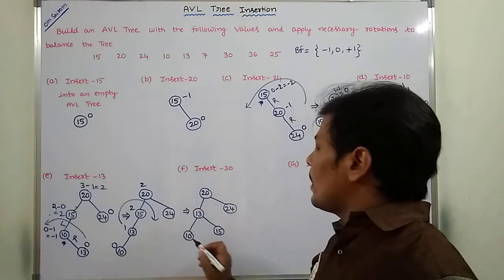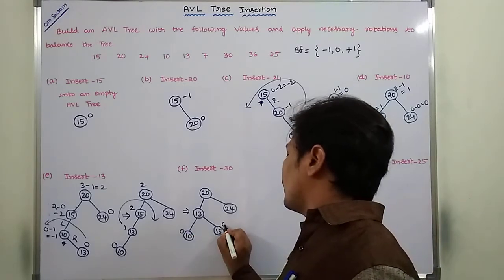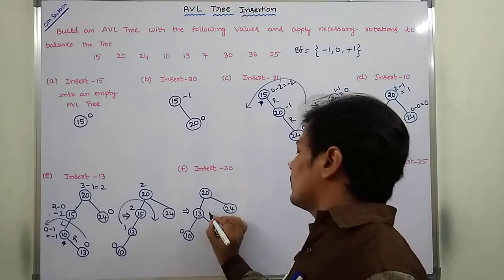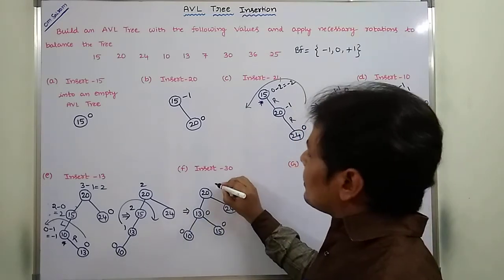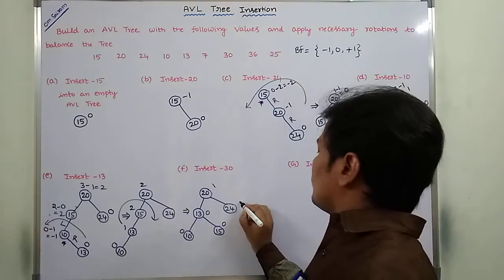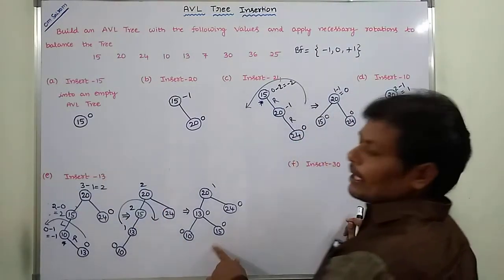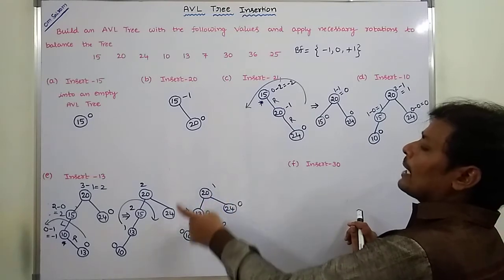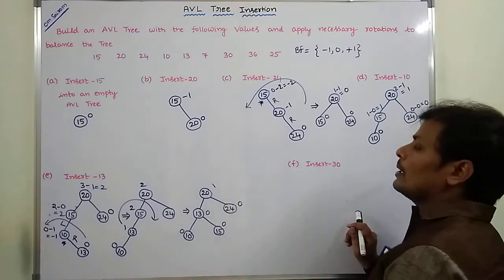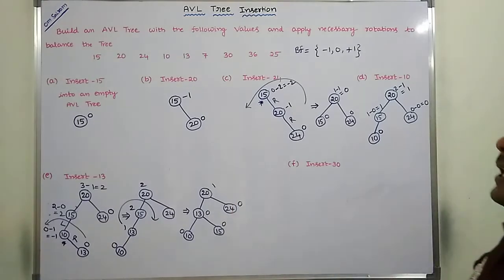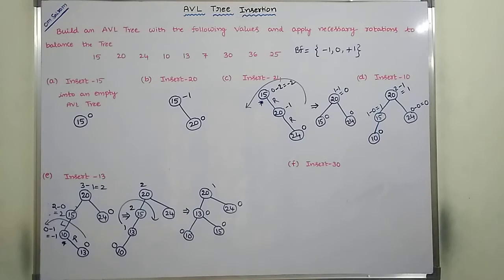Now, the balance factors are here 0, here 0, here 1 minus 1, that is 0, here 2, here 1, 2 minus 1, that is 1, here 0. After inserting element 13, all the balance factors of each and every node are either 0 or 1. So those are valid balance factors. Hence, we can say that it is a valid AVL tree.